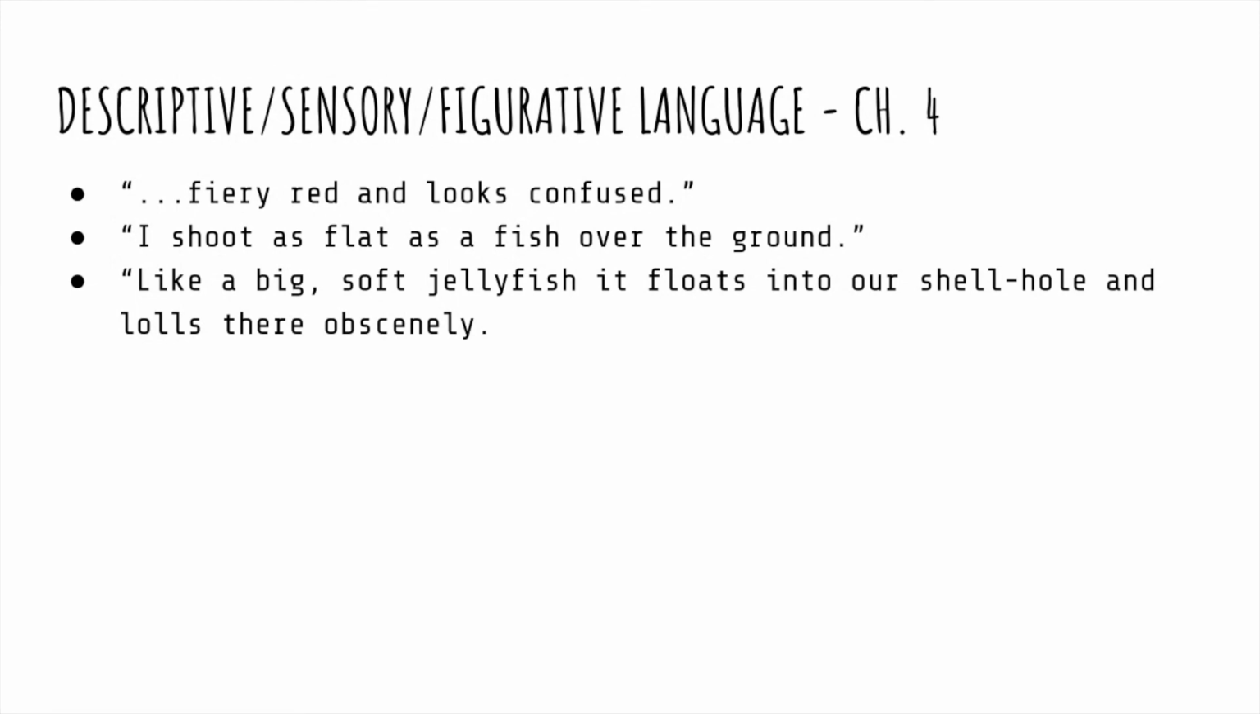The first quote is "fiery red and looks confused." Instead of the author saying the man looked embarrassed, they're saying the man turned a shade of fiery red. Wow, now you're picturing a man, his face turning a shade of bright red, right? Awesome. Instead of the author saying bright red, they said fiery red, like a fire, right? That is what I want y'all to do in y'all's writing, right? Make it more descriptive and help the reader clearly see what you want them to see.